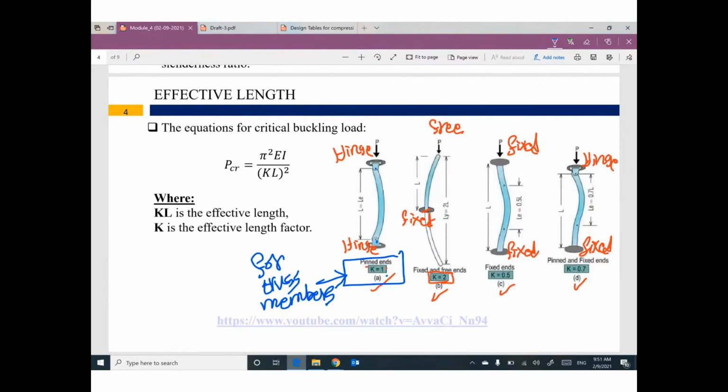Thank you. So the member can be hinged, fixed, free, fixed, hinged. Based on these conditions, I'm going to figure out the value of K. Given the values of K and L, I can figure out the denominator. Using pi squared EI, I can figure out the value of P critical.